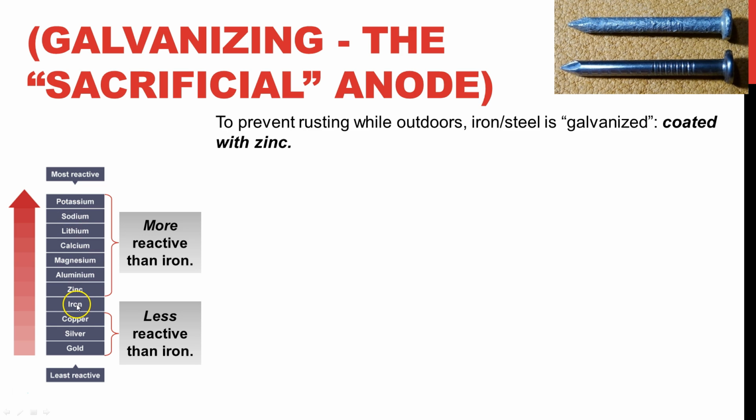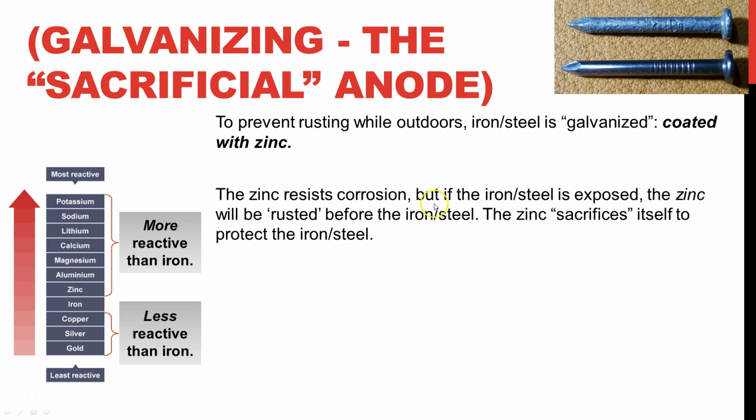the iron underneath it. So zinc will resist corrosion, but even if it's exposed, the zinc is going to quote-unquote rust before the iron or steel will. The zinc is almost sacrificing itself to protect what's underneath it. All these are going to want to react before the iron is. They will all almost sacrifice themselves for it.